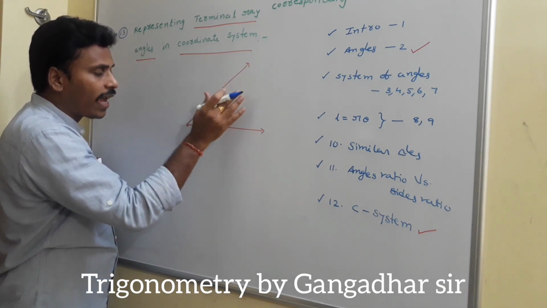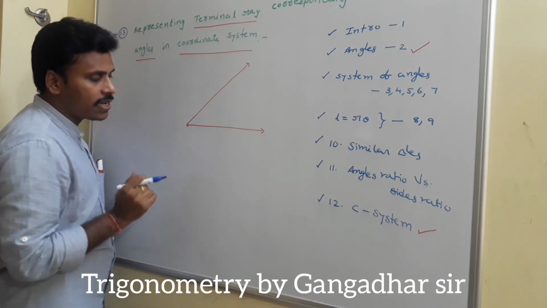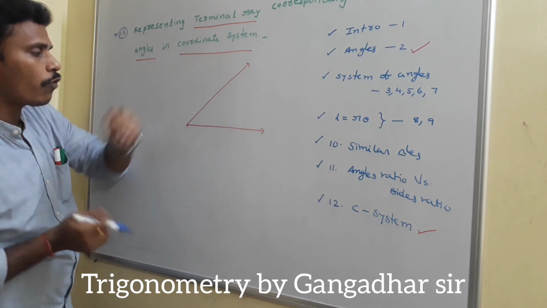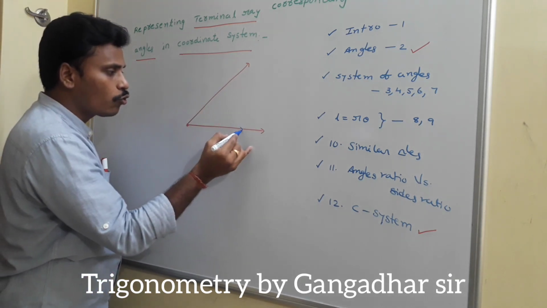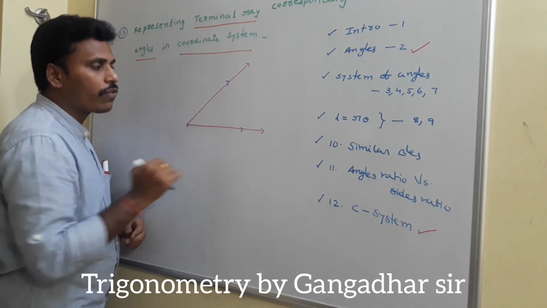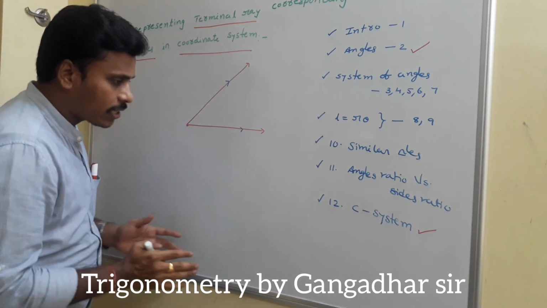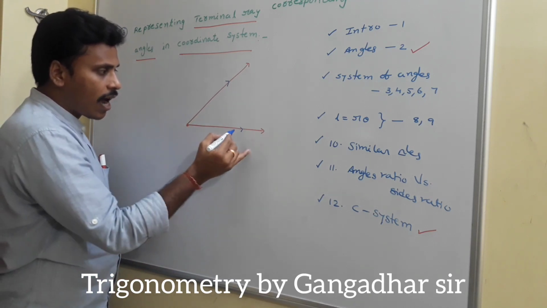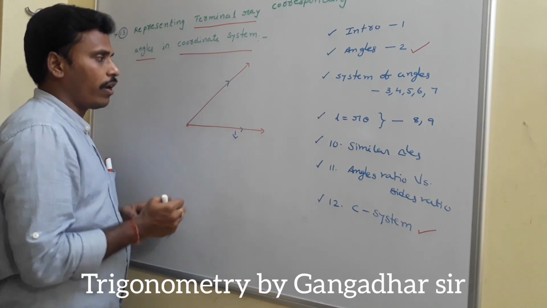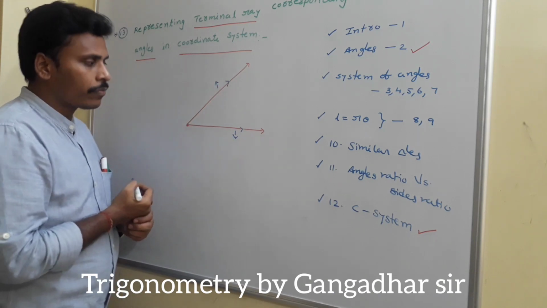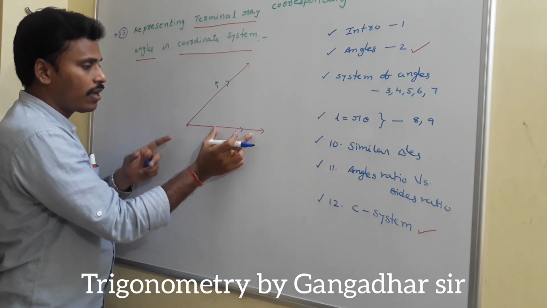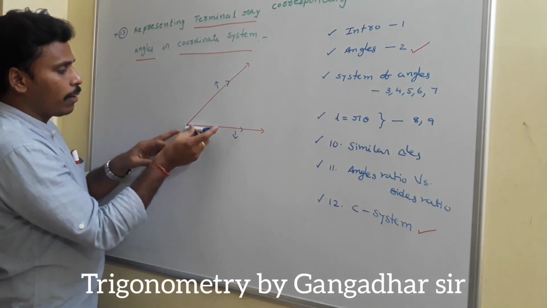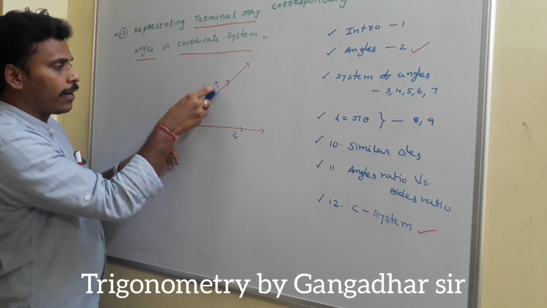In another way, we can measure this angle as the amount of rotation required for this ray to reach the position of that ray. These two rays are usually termed rays of the angle, arms of the angle, or legs of the angle. In my context, I am considering this as the initial ray and that as the terminal ray. The amount of rotation required for the initial ray to reach the position of the terminal ray is the angle, right? Yeah, this is the angle.